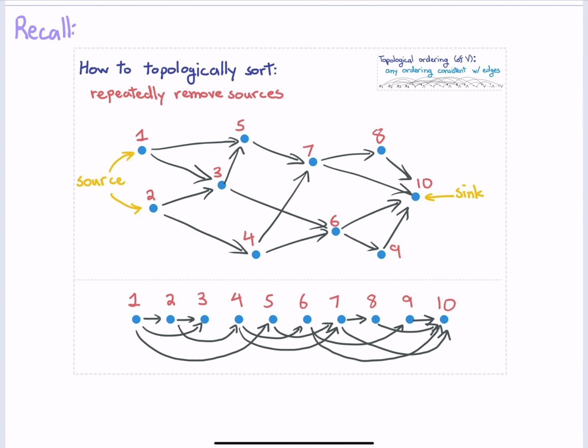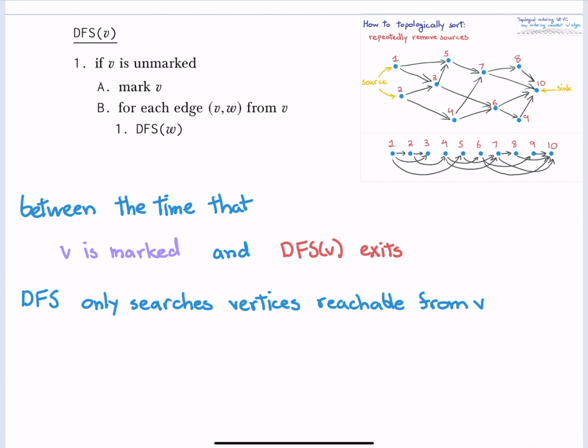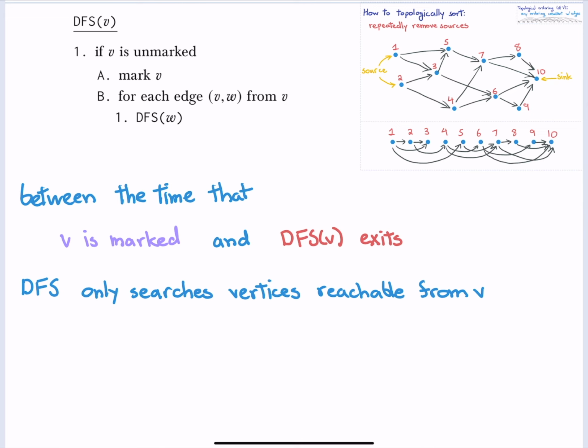Okay, so remember at the beginning we talked a little bit about how to topologically sort a graph. Maybe the conceptually simplest way is to repeatedly remove sources. Okay, and that can be made fast. It's not a complicated algorithm. Now, but someone else suggested DFS, so let's probe that idea.